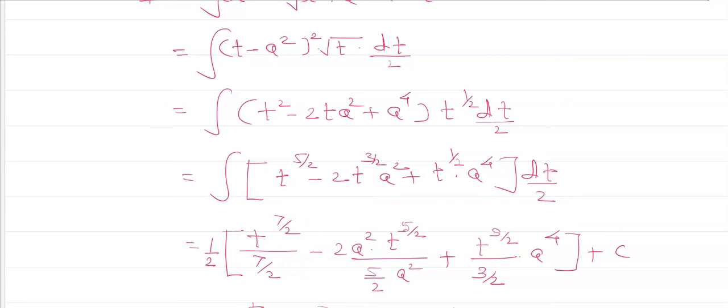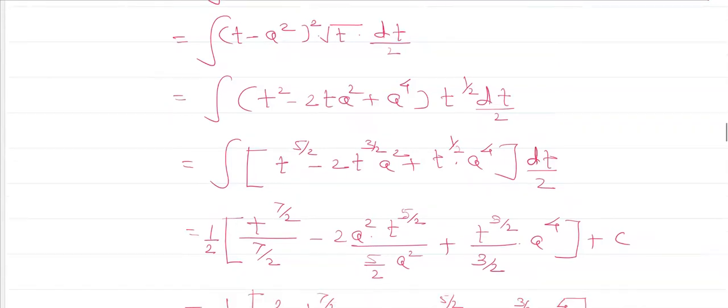Here t raised to 1 into t raised to 1 upon 2 means 1 plus 1 upon 2 is 3 by 2. Therefore here is t raised to 3 by 2 a square. Again here a raised to 4 into t raised to 1 upon 2 into dt upon 2. In this way we can write it.